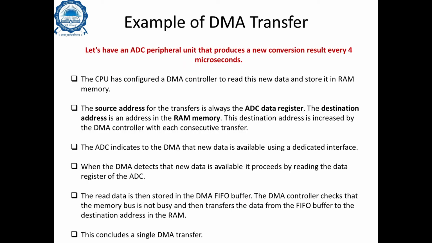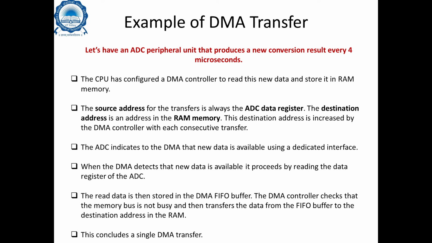Now let us have a look at an example of a DMA transfer. Let's say we have an ADC peripheral unit. ADC stands for A to D converter, that produces a new conversion result, let's say every 4 microseconds. Conversion means converting analog data to its digital counterpart. The CPU has configured a DMA controller to read this new data and store it in RAM memory.